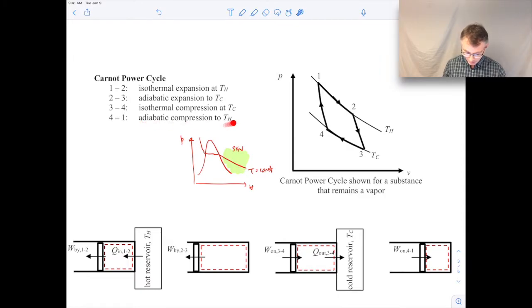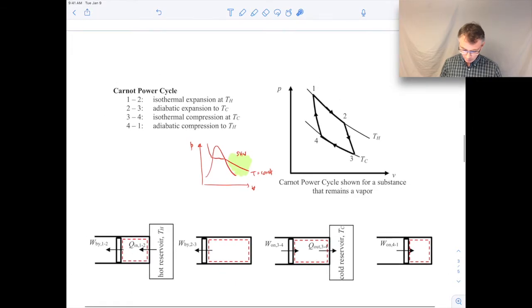And then 4 to 1 is an adiabatic compression back to the hot reservoir temperature. So 4 to 1 is here. It's occurring adiabatically, shown down here. There's no heat transfer occurring. It's a compression, so we're moving from right to left on the specific volume axis, and we're doing work on the working fluid. And then we've closed out the cycle. So that's what our Carnot cycle looks like on a PV plot for a substance that remains a vapor.